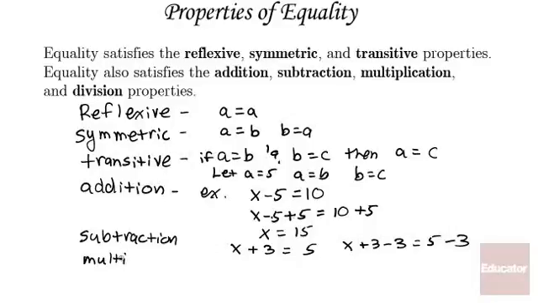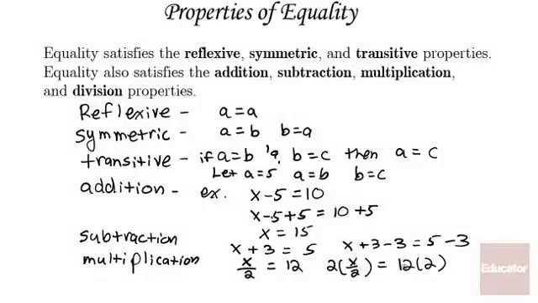Multiplication principle. Again, this is something you've used before to solve equations, and it states that if the same number is multiplied by both sides of the equation, the resulting equation is true. So I might have x over 2 equals 12. To solve that, I need to multiply both sides by 2, and that is allowable.